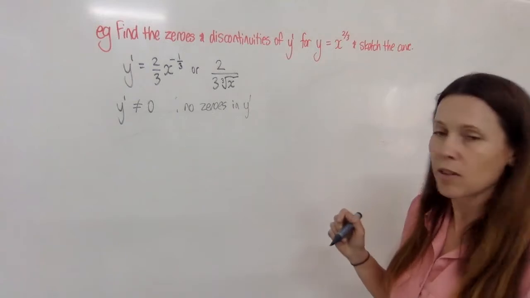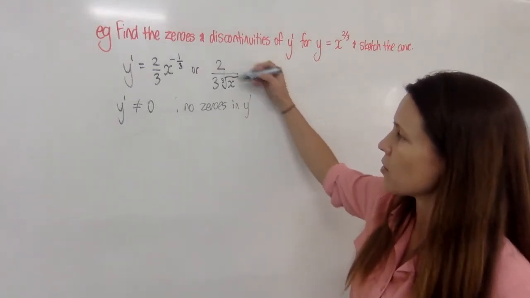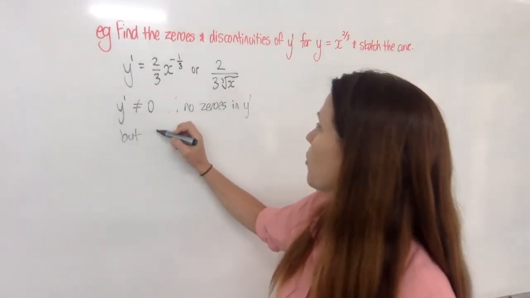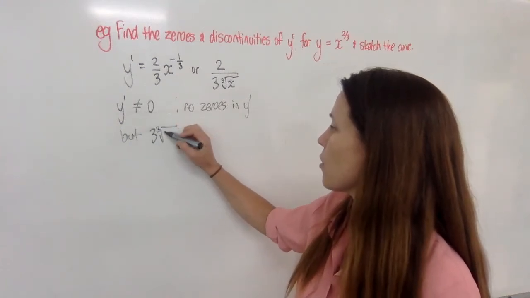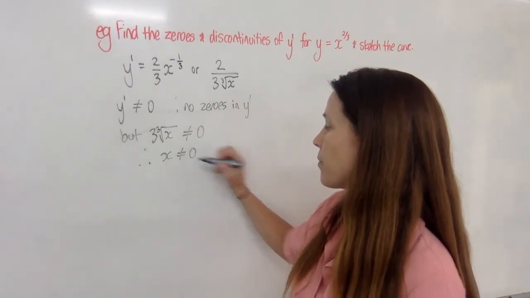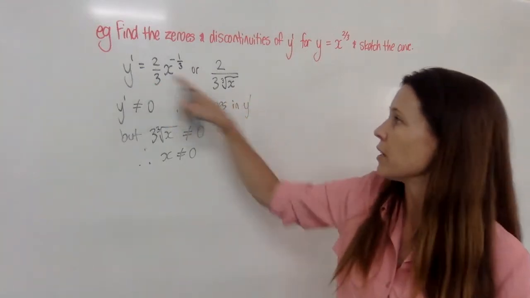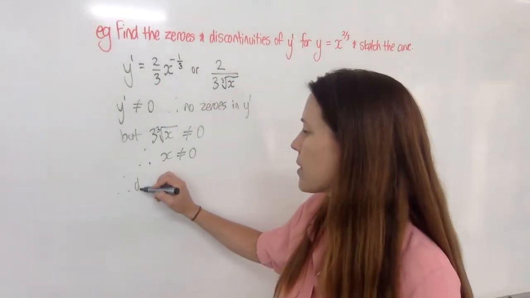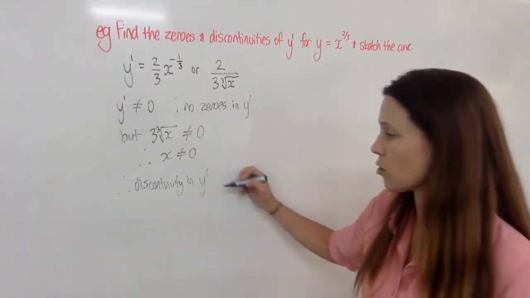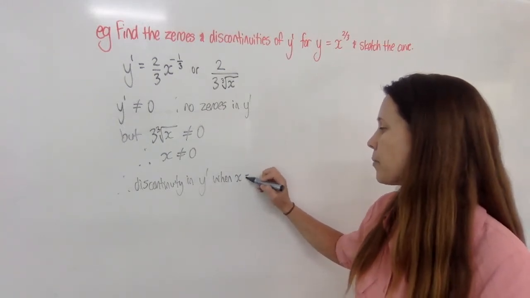Okay, what about looking for discontinuities? What can y dash not be? Well, this is a fraction, so that means that the denominator can't be 0. So let's write down our thinking here, but 3 times the cubed root of x can't be 0, therefore x can't be 0. So if x is 0, what's going to happen? We would have a discontinuity in y dash. So therefore, let's say that there is a discontinuity in y dash, which is the first derivative or the gradient of the curve, when x equals 0.